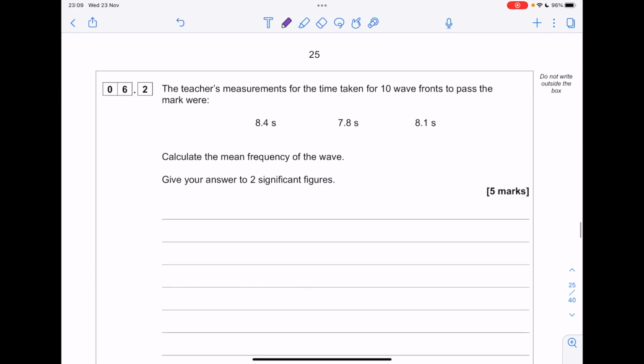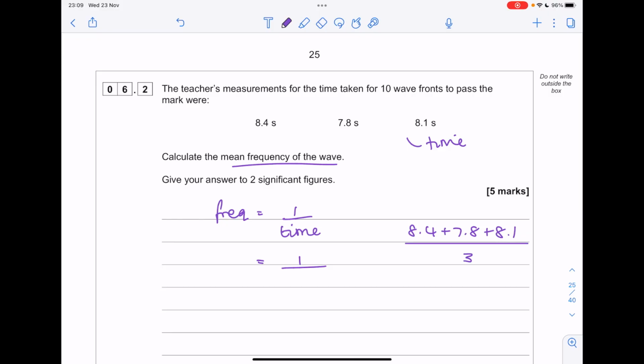The teacher's measurements for the time taken for 10 wave fronts to pass the mark were this. Calculate the mean frequency of the wave. Give your answer to 2 significant figures. Okay, so there's time. Frequency, remember, is given by 1 over time. What's our mean time? Well, take those 3 time values and divide them by 3 to get 8.1.